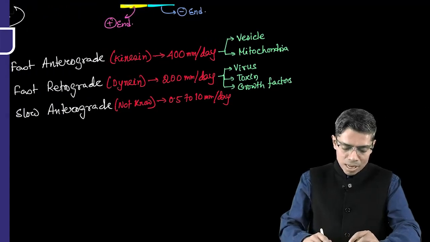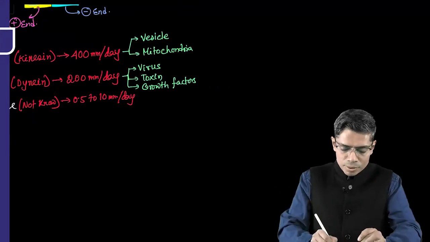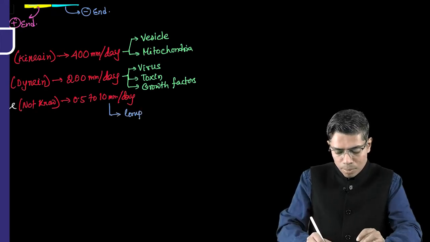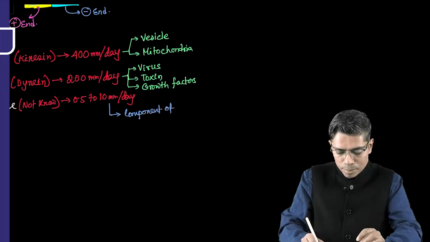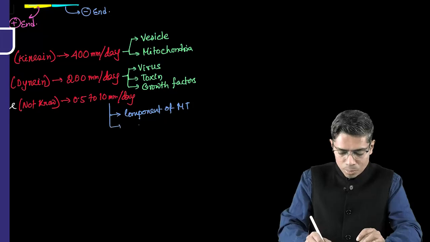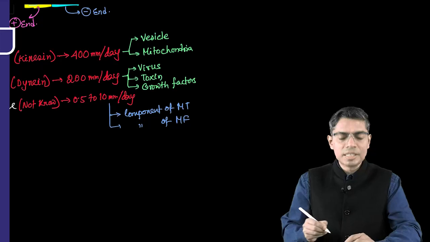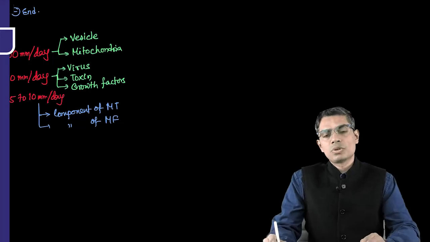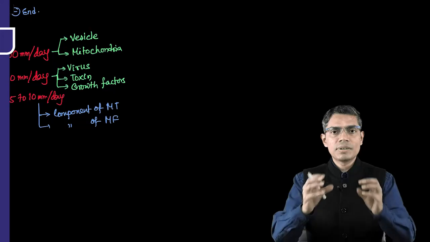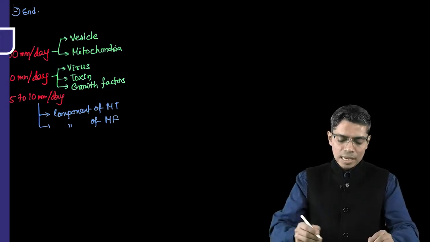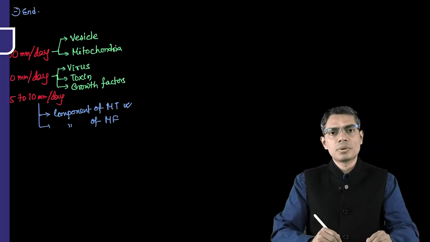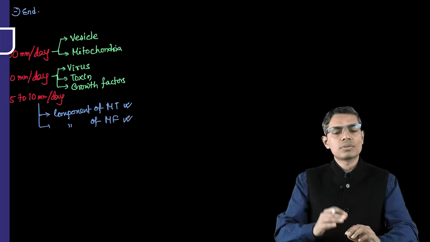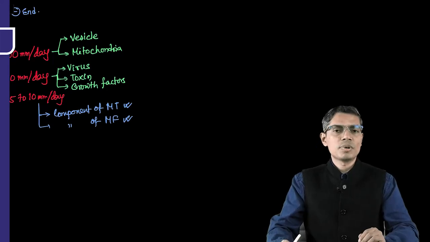And for slow anterograde transport, the molecules transported are components of microtubules and components of microfilament. We have discussed in general physiology that microtubule is composed of tubulin molecules. So if you want to increase the growth of the microtubule, you require the subunits which are nothing but tubulins, and those tubulin subunits will be transported by slow anterograde transport. The subunit of microfilament, that is G-actin, is also transported by slow anterograde transport.